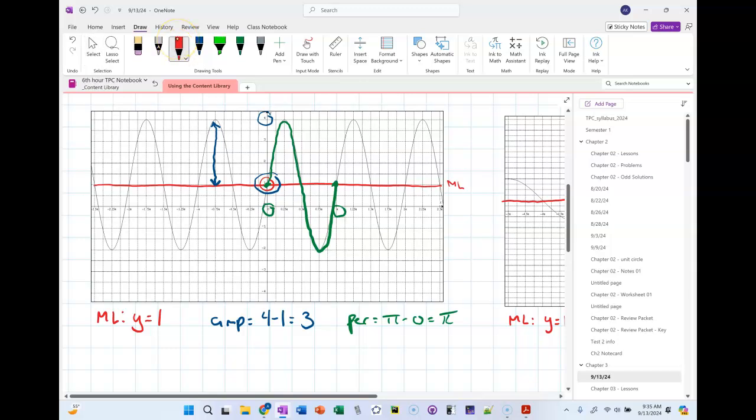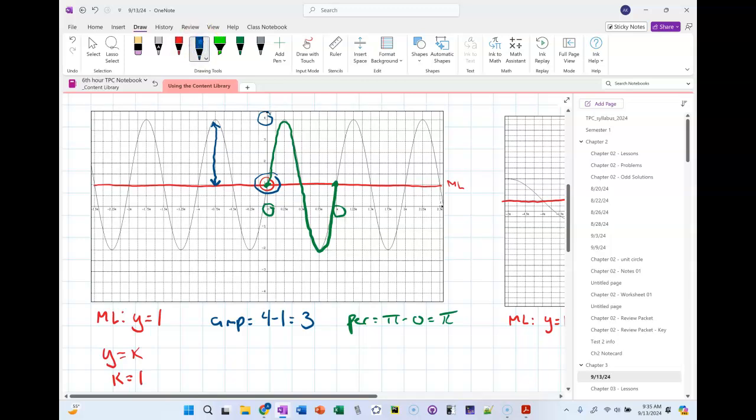So what I need to do is figure out the A, C, and K to put in my equation, right? I'm going to use the midline, the amplitude, and the period that we just figured out to fill in my values for A, C, and K. Sound good? All right. So the midline was y equals K. What does that tell me the value for K is? 1.